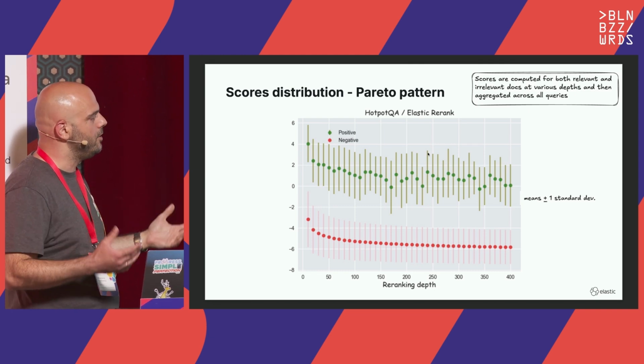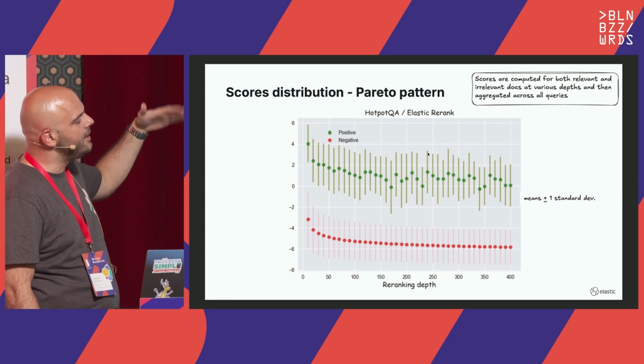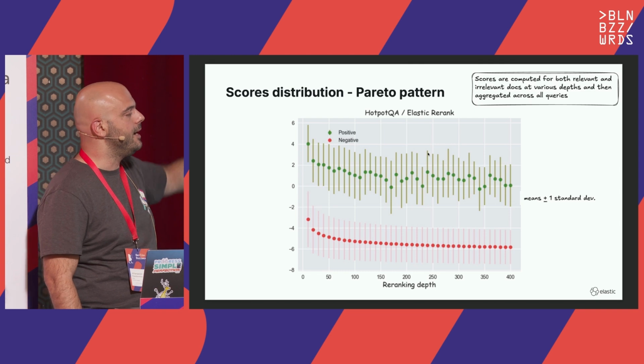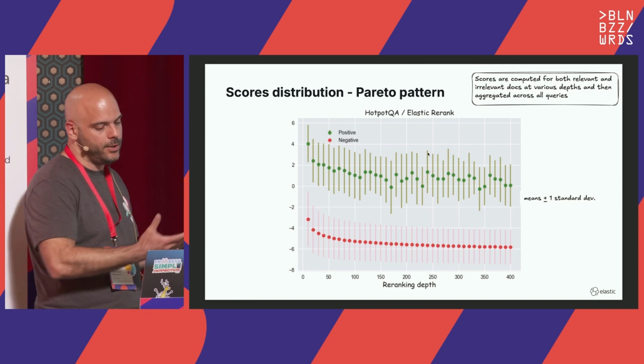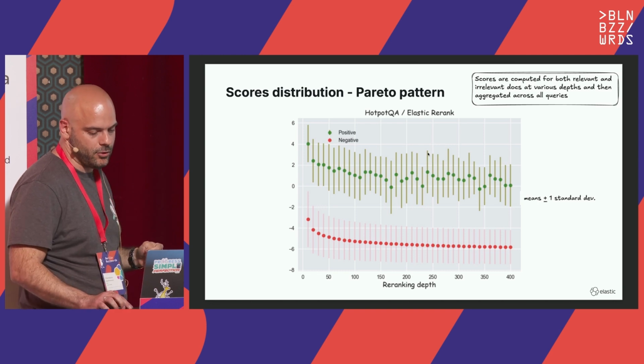Here we have this Pareto pattern, which is the one that we should have. It's the most intuitive one. What is interesting here is that there is a clear separation between the scores from positive documents and negative documents, which aligns well with what we see in the previous plots with the NDCG score.